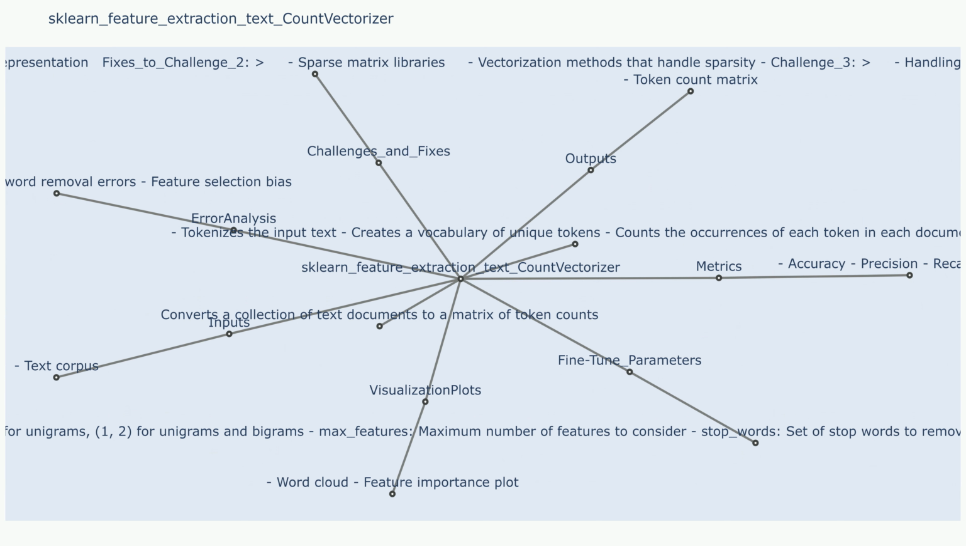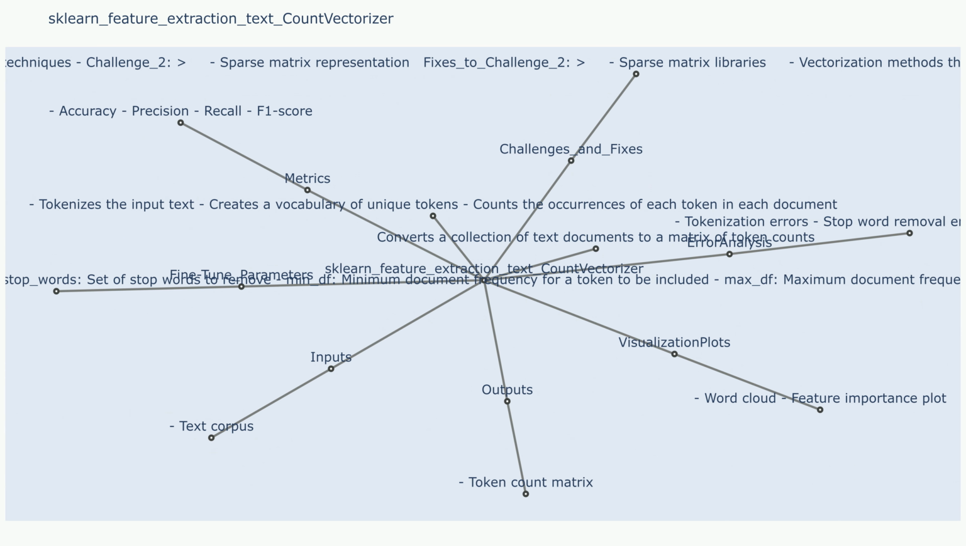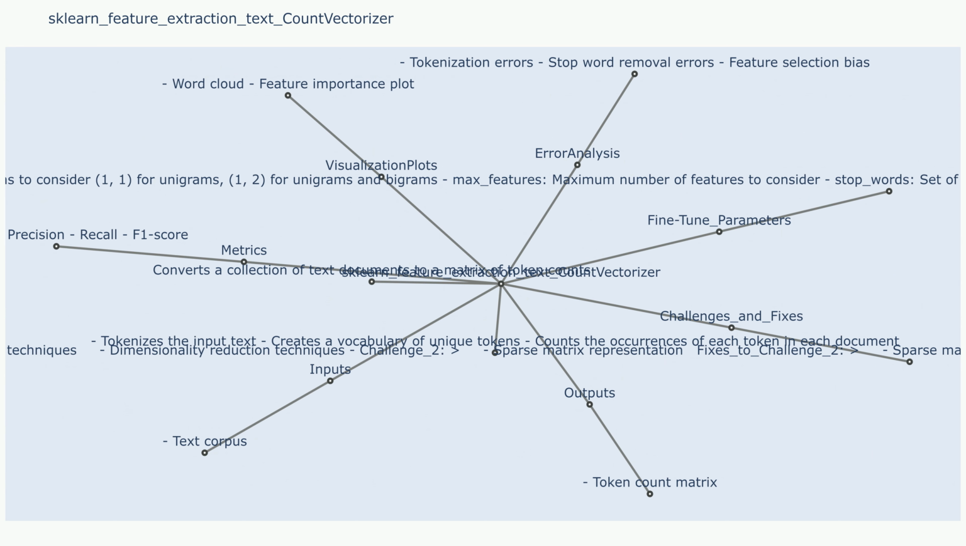Metrics. Metric 1. Vocabulary size. Number of unique words can indicate the complexity of the text data. Metric 2. Document sparsity. Percentage of zero values in the sparse matrix can indicate the diversity of words used in each document. Visualization plots. Visualization plot 1. Word clouds can be used to visualize the most frequent words in the corpus. Visualization plot 2. Heat maps can be used to visualize the distribution of words across documents.